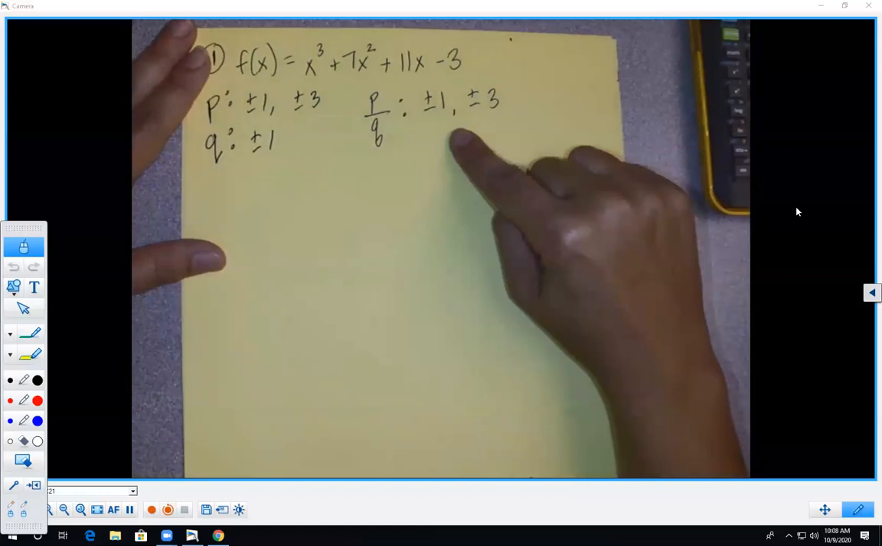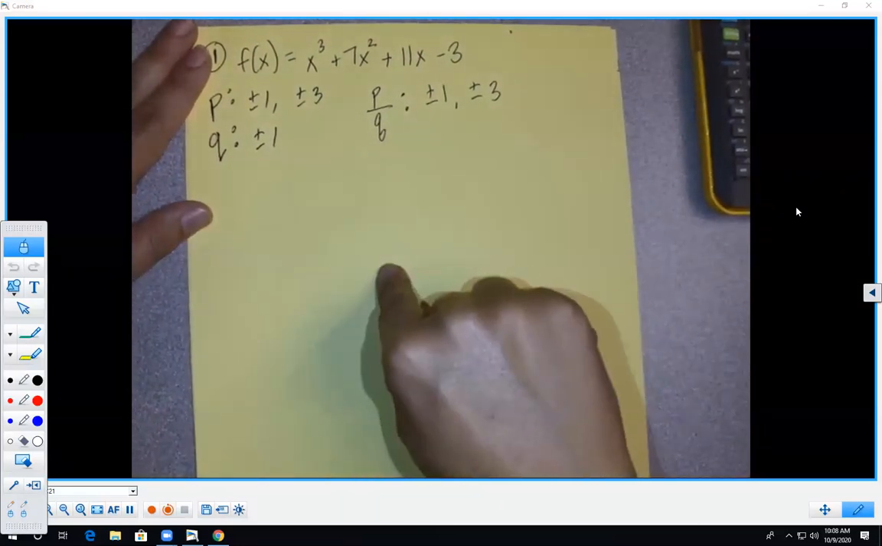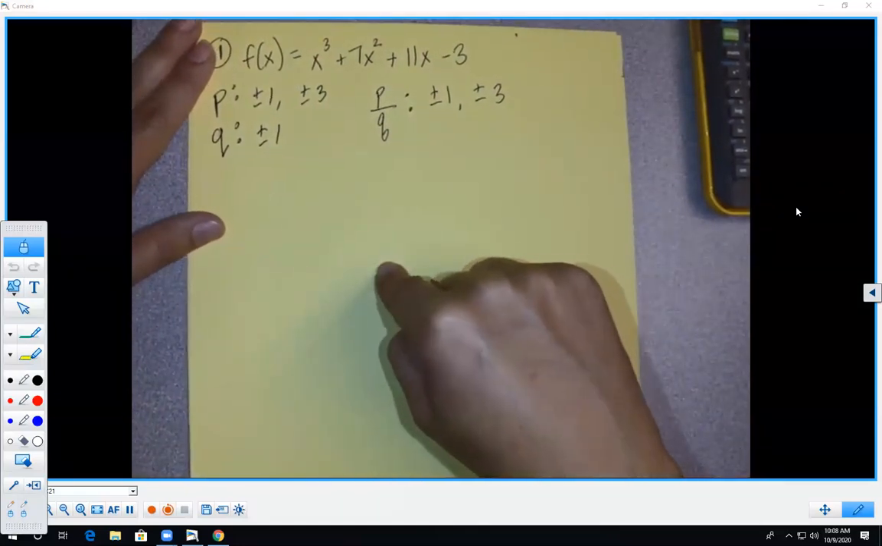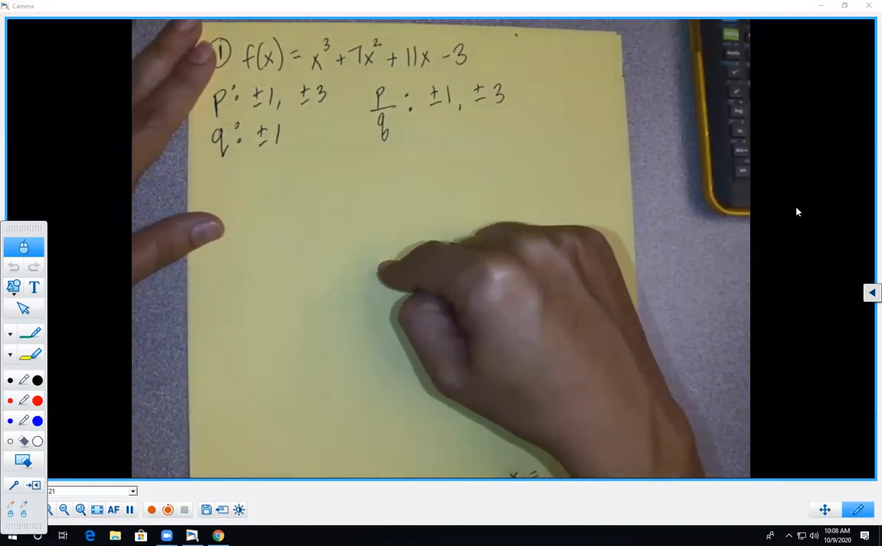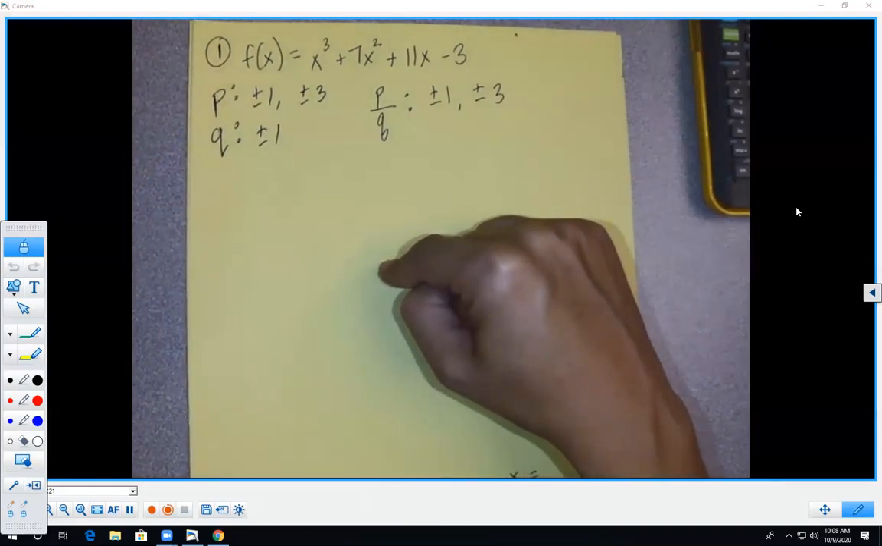You could just guess and check to see which one's the solution. If I did not have a calculator and I was doing this by hand completely and I was guessing to see which one was the solution, what would I do?